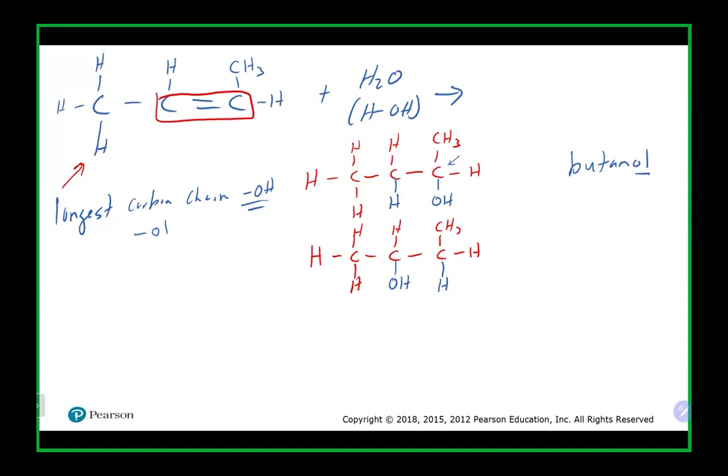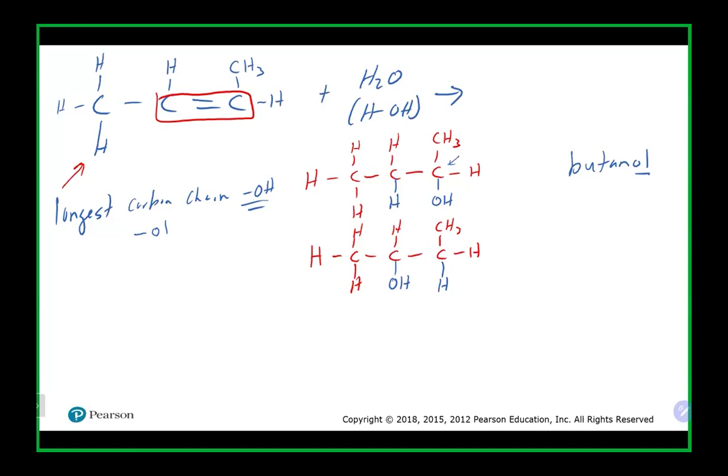That happens, by the way, with alcohols, too. We need to give the location of where the OH group is. That happens with alcohols when you hit about 3 or more carbons. So when you hit 3 or more carbons, you do have to give the location of where the OH group is, just like we kind of do with double bonds and triple bonds.